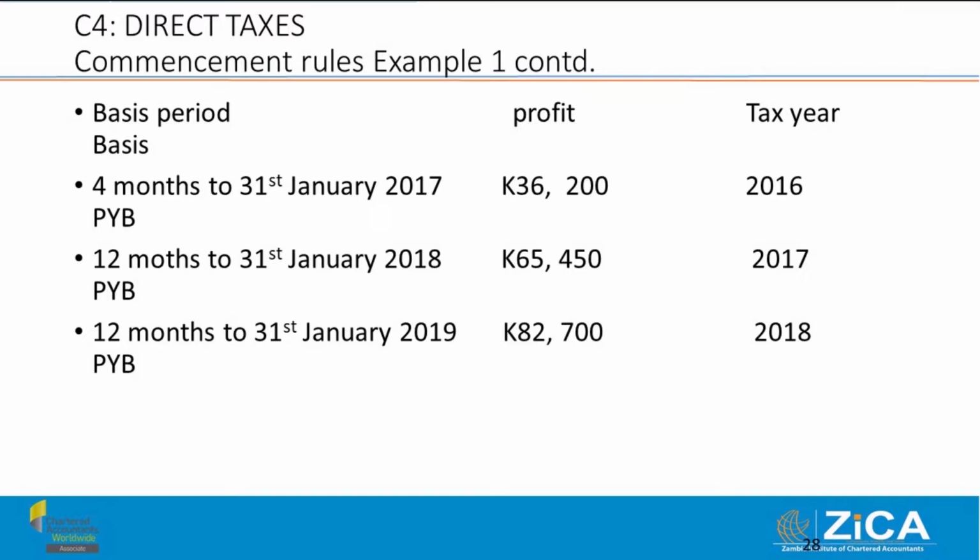And it follows again that the next 12 months to 31st January 2018, which clearly falls in year 2018, is going to be taxed in 2017 on the preceding year basis, because we said any accounting period that ends anywhere between 1st of January and 31st March will be preceding year basis. And this applies also to the last period, which ends 31st January 2019, of 82,700, which will be on preceding year basis. Therefore, if it is a 2019 profit, then it will be taxed in 2018, which is the previous year.